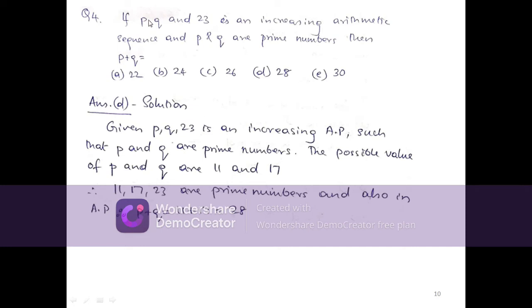You should remember that when A, B, C are three consecutive numbers in an arithmetic progression, then B is the arithmetic mean between A and C. So B equal to (A plus C) by 2. So 11, 17, 23: since P and Q are prime numbers, P equal to 11 and Q equal to 17. So P plus Q equal to 11 plus 17 equal to 28. That is option D.